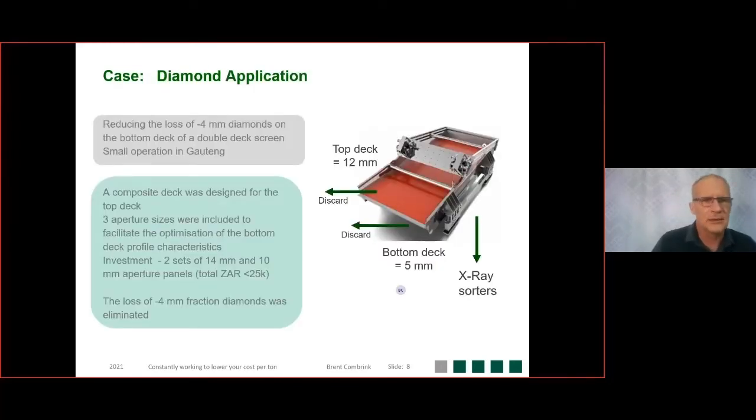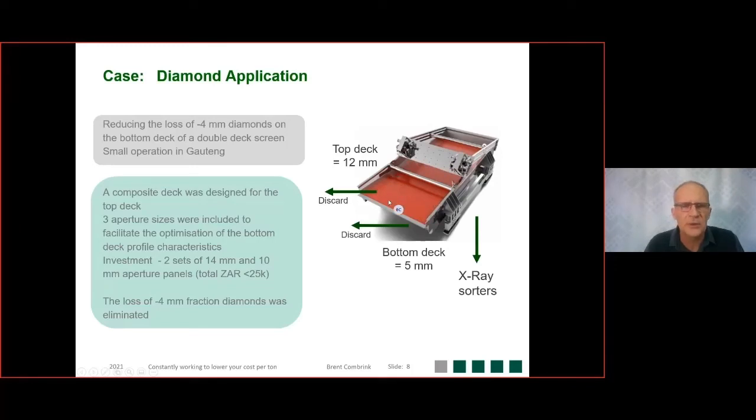Okay, another little case study. One of my diamond customers actually called me and said that I must come and have a look. He's got a problem. So what happens on this screen, the top deck has got a 12mm aperture right through.